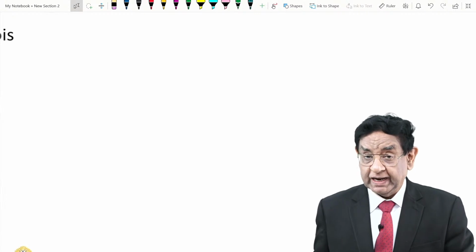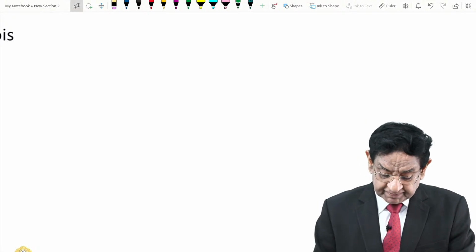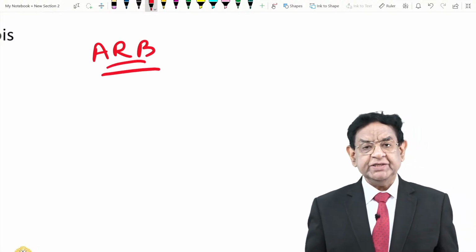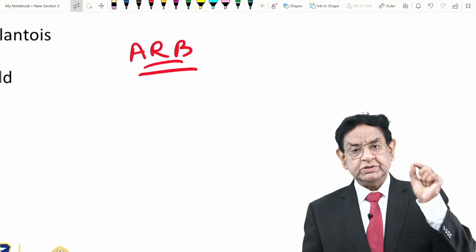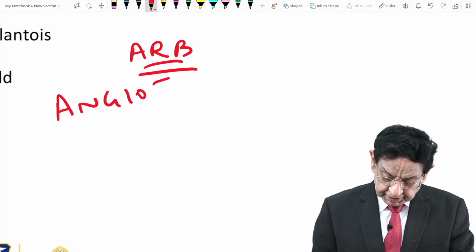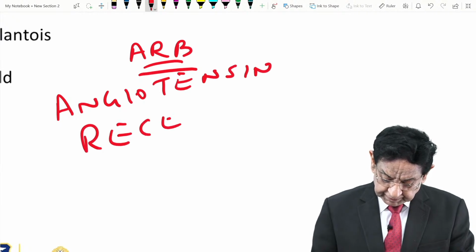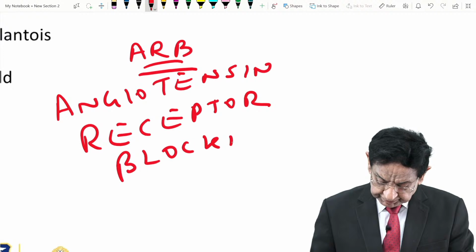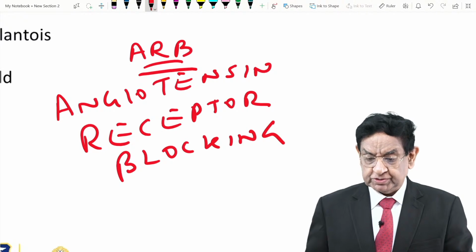Well, now I have one more question. Which is the drug, ARB? ARB is an angiotensin receptor blocking drug just like losartan. So the angiotensin receptor blocking drug we use as drug of choice in gout is losartan.